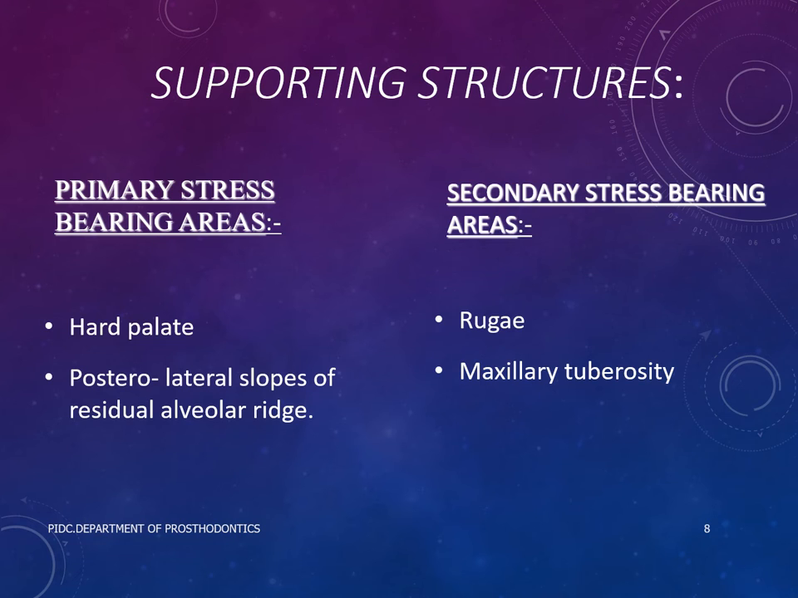So supporting structures are the parts of the maxillae or the mandible that will provide the maximum area to support your processes. So it provides the primary support for your denture. That is, they are again subcategorized as primary stress bearing areas and secondary stress bearing areas.